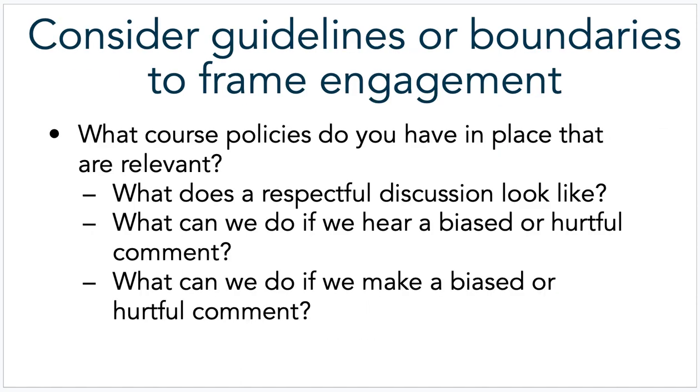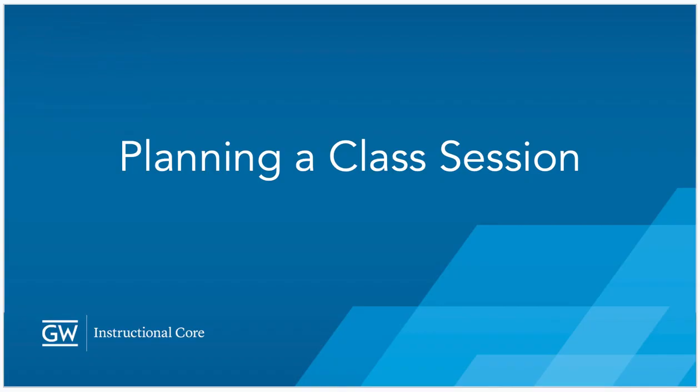You could also lay out guidelines or boundaries to help keep a discussion respectful and respond if issues occur. For example, you can help students think about how to identify when they are hurt by a comment and how to respond if someone lets them know that they made a comment that was hurtful. For more on helping students prepare and guiding their engagement, see our video on handling hot moments in the classroom.